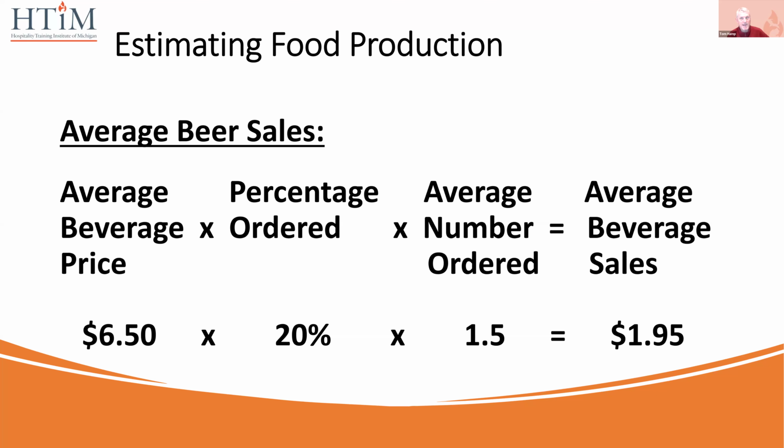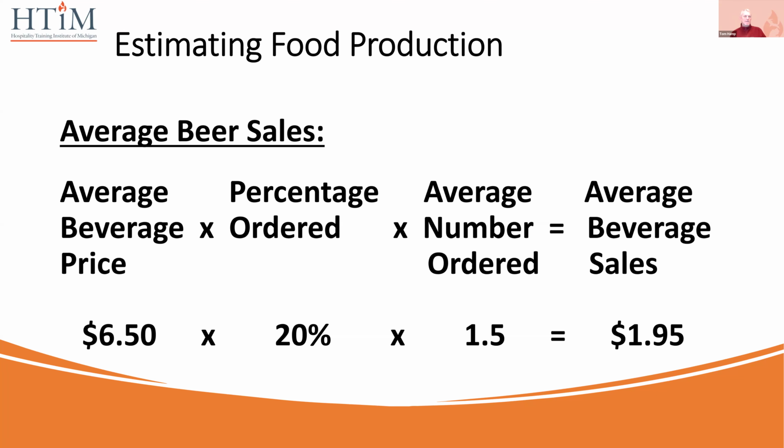The reason we have to know the average number ordered is because this probably works different than soda or some of the other drinks. We charge them for every drink that they have. Most restaurants don't charge for more than one soda. It's just a refill. So here is another variable that we have to add into it. So we get an average beverage sales of $1.95.